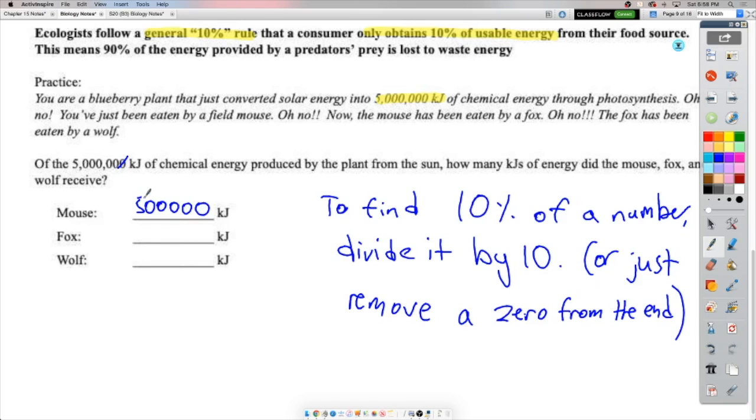What will the fox get when it eats the mouse? Drop another zero, right? So it only gets 50,000. And then when the wolf eats the fox, it'll get 10% of that. So drop another zero, divide it by 10 again. So it's only going to get 5,000 kilojoules. That is the 10% rule.